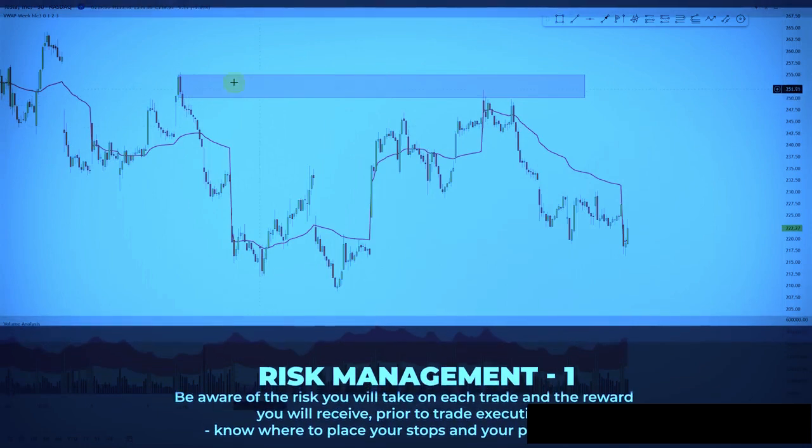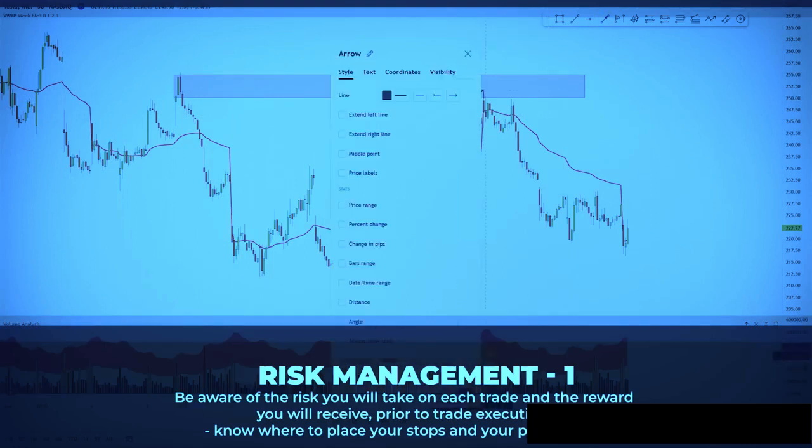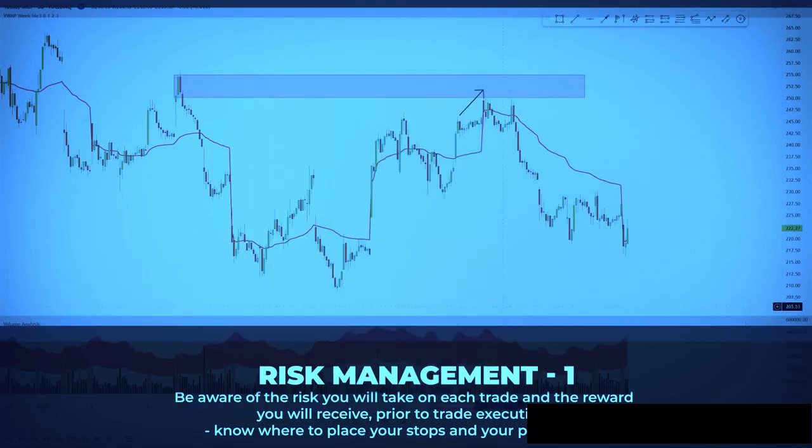First tip is the most obvious one. You must be aware of the risk you will take on each trade and the reward you will receive prior to the trade execution. This means knowing where to place your stops and your profit targets. A trade should only be placed when the anticipated reward from the trade matches or exceeds the risk being taken.